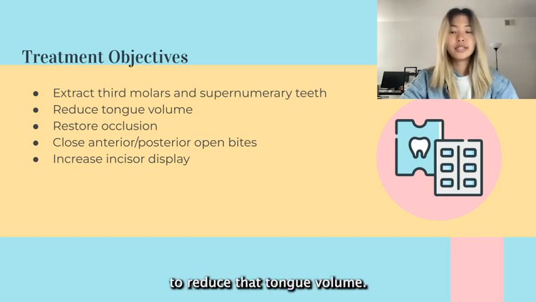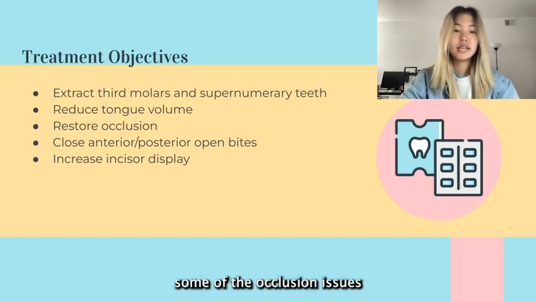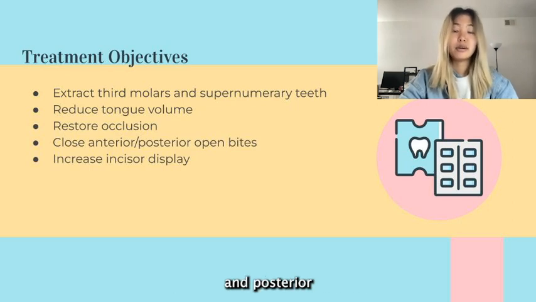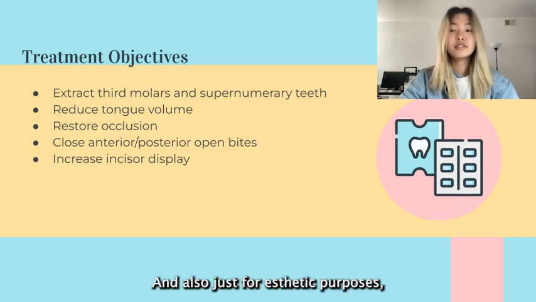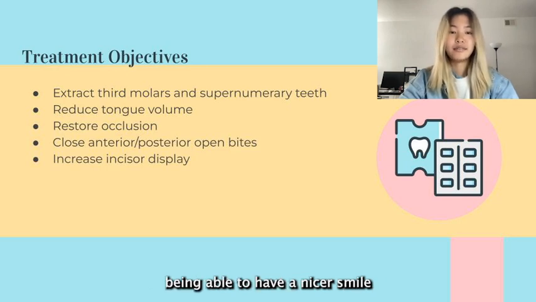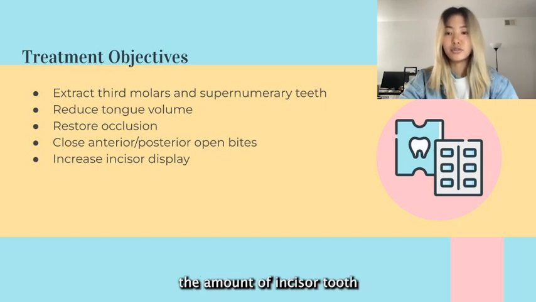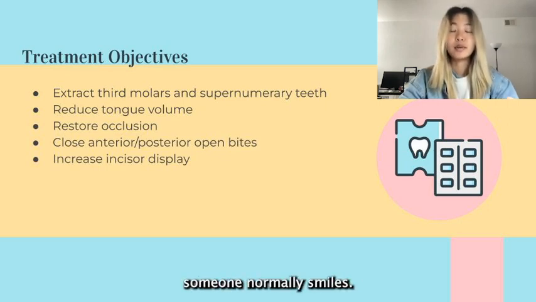And they also wanted to reduce that tongue volume, so just making it easier for airway passages and also hopefully to reduce some of the occlusion issues, and close that anterior and posterior open bite so that it would be easier to chew food and just have daily function when it comes to speech as well. And also just for aesthetic purposes, being able to have a nicer smile, and increasing the incisor display, which essentially means the amount of incisor tooth that one is able to see when someone normally smiles.